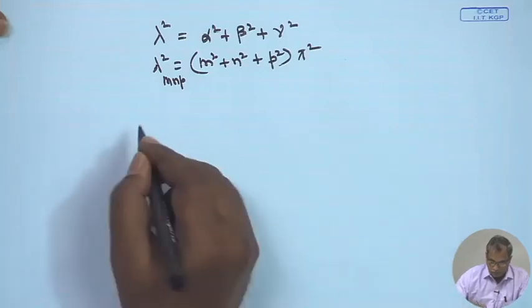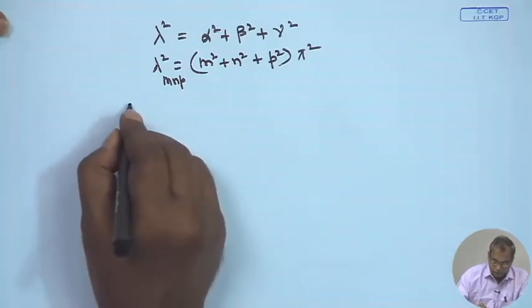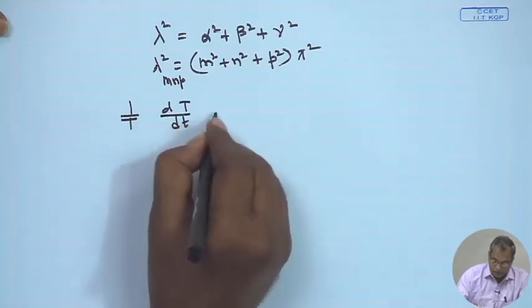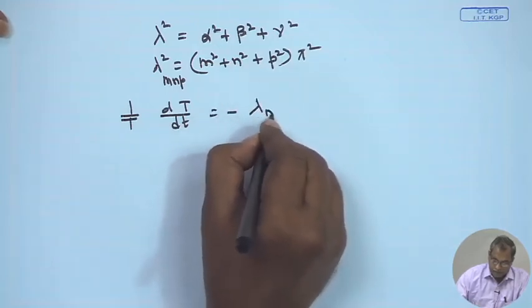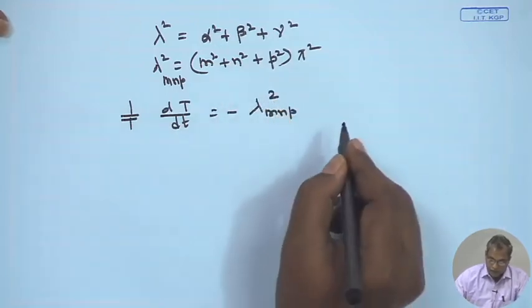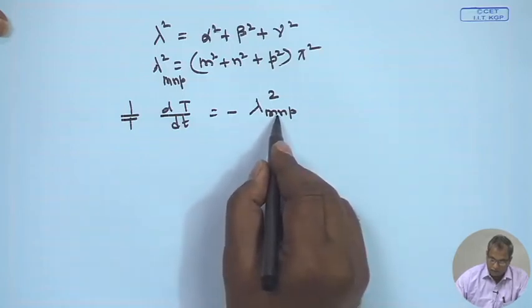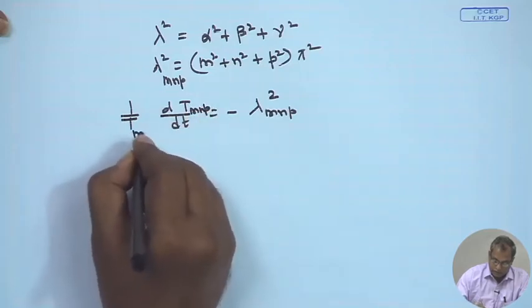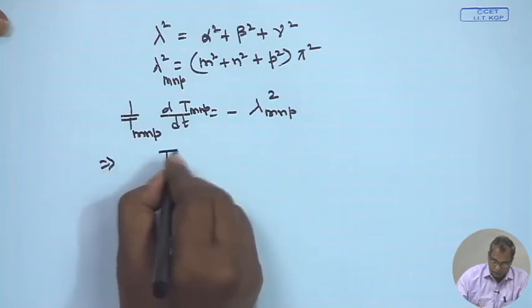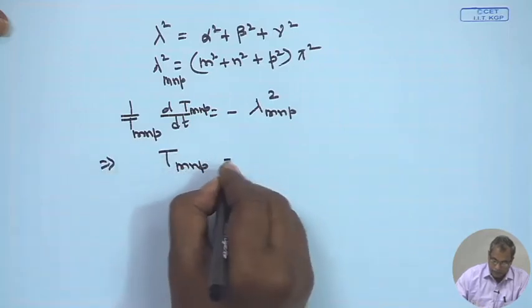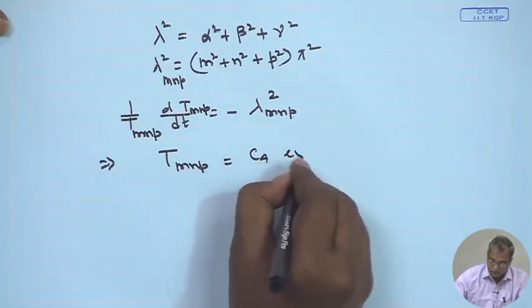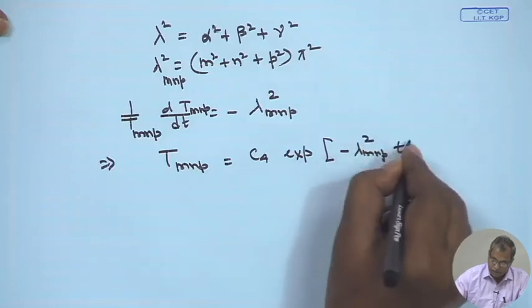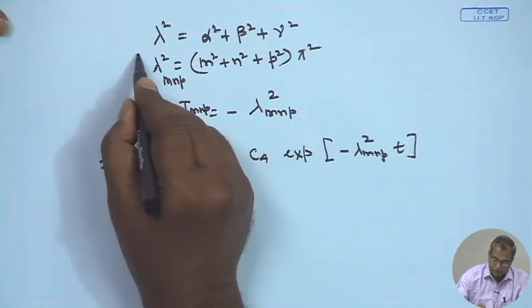So, now we look into the time varying part. If you look into the time varying part, we write it as 1 by T dT dt is equal to minus lambda m n p square, and since we are using the subscripts m, n and p, the corresponding solution is also T m n p. So, therefore, we have the solution T m n p as equal to C 4 exponential minus lambda m n p square times the time t, where lambda m n p is given by this expression.